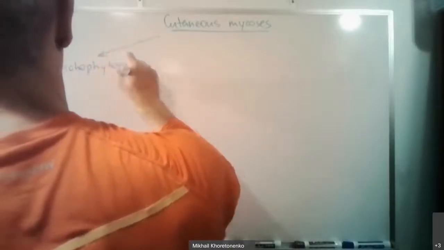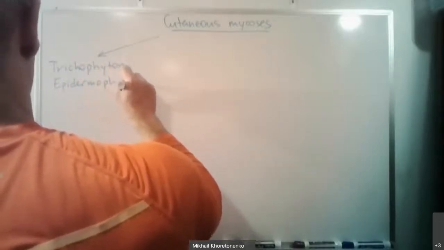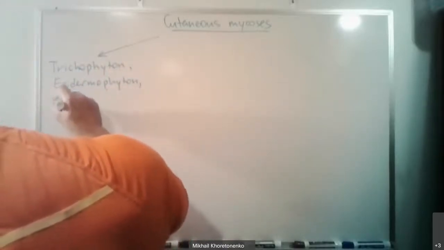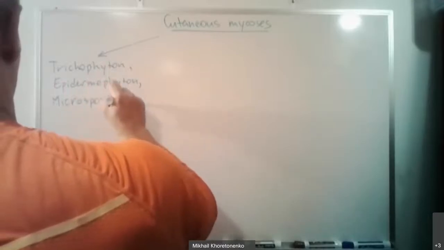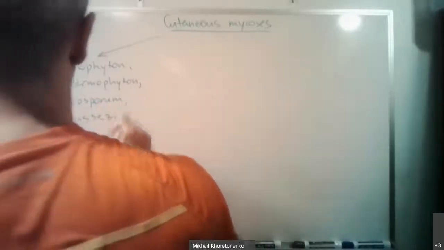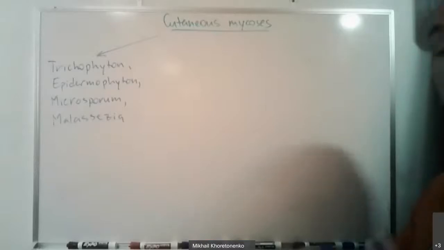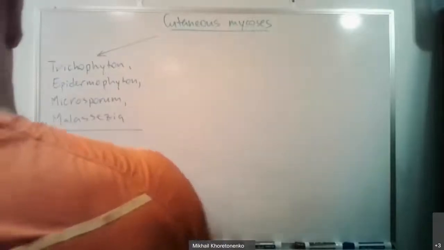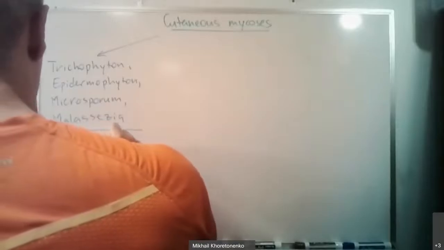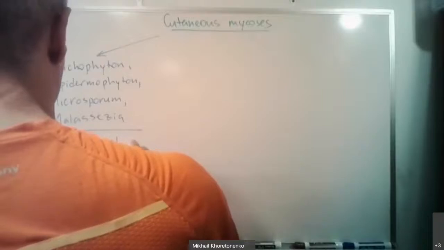This group will include Trichophyton, Epidermophyton, Microsporum, and Malassezia. So these four genera cause a variety of skin fungal infections, for example, ringworm.